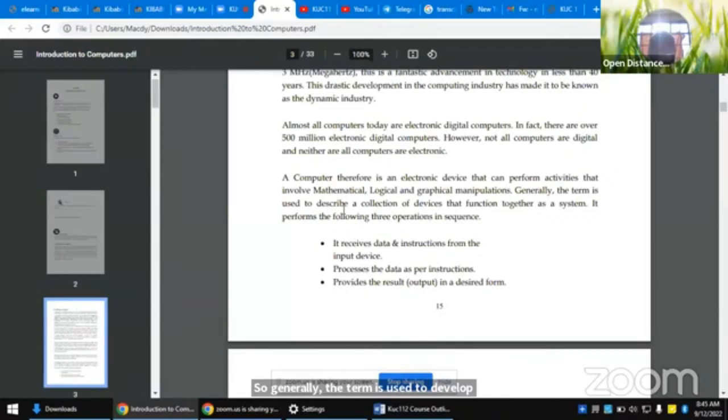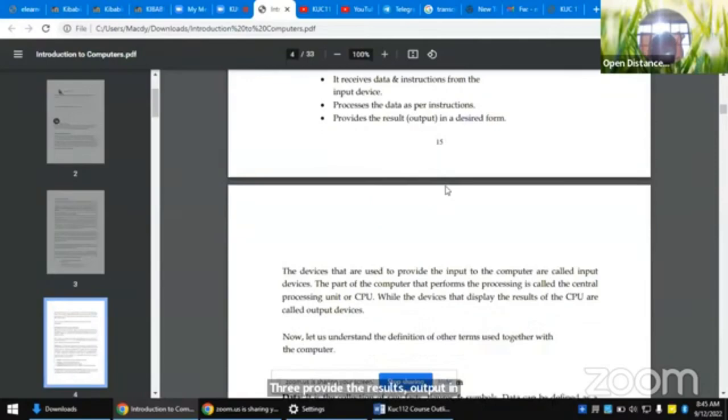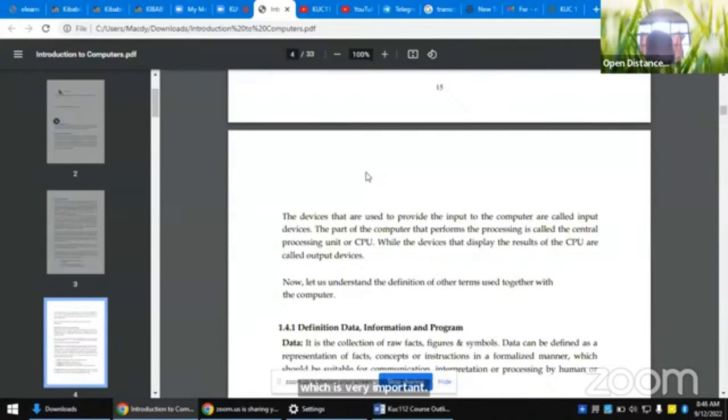It performs the following three operations in a sequence. These operations are: 1, it receives data and instructions from the input device. 2, it processes the data as per instructions. 3, it provides the results as output in a desired form, which is very important. So the devices that are used to provide the input to the computer are called input devices. So anything that brings input into the computer is an input device.